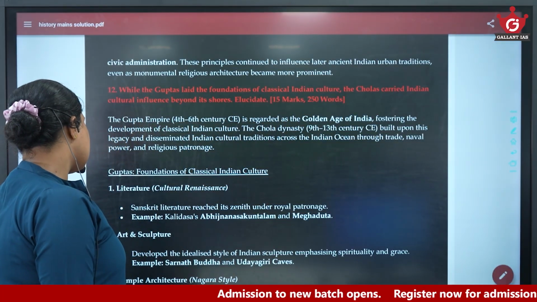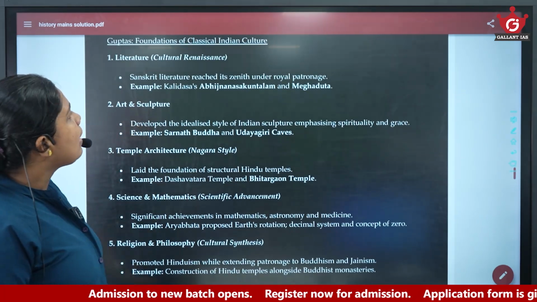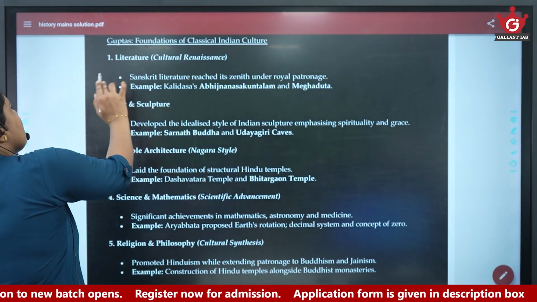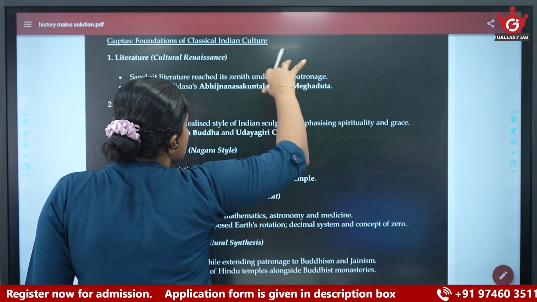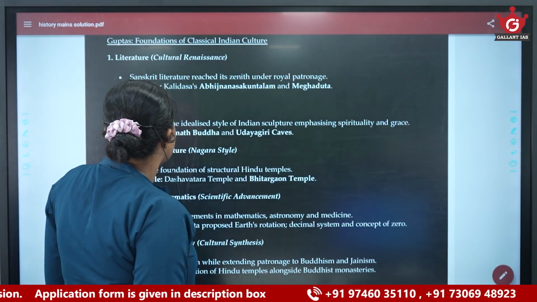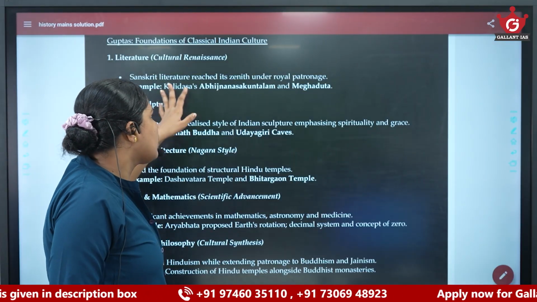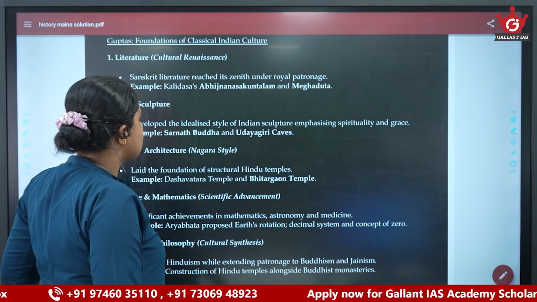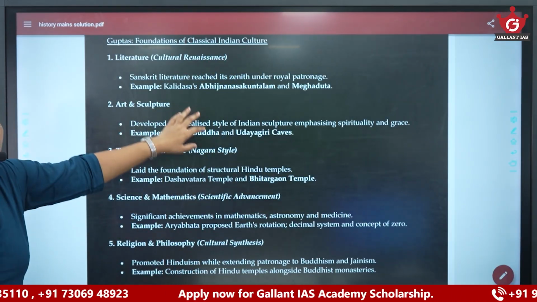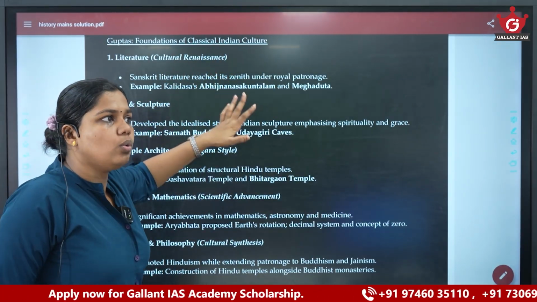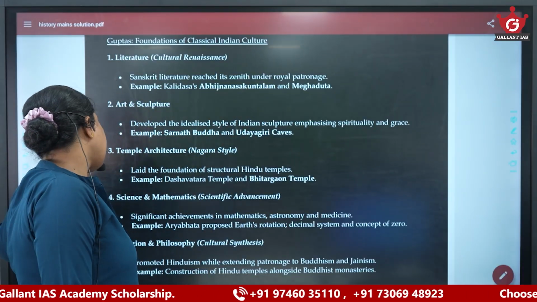And you can add a map showing Guptas and Cholas, a very decent small map you can add to this question. Next, Guptas laid the foundation of classical Indian culture. First one is literature. Sanskrit literature reached its zenith under royal patronage. You can mention Kalidasa's Abhijnana Shakuntalam and Meghaduta. It's very prominent, very remarkable, very famous. Try to quote the famous examples.